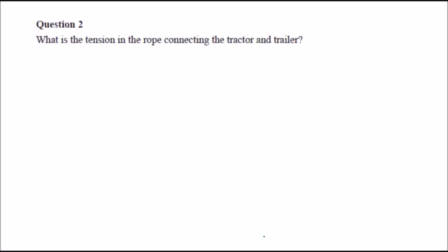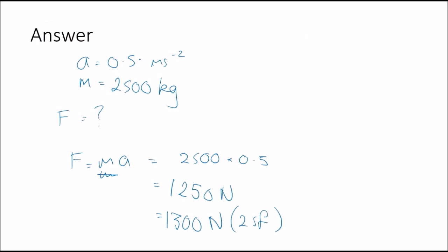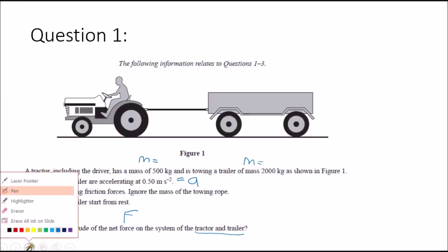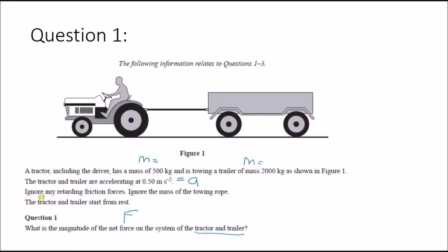What is the tension in the rope connecting the tractor and the trailer? So what we've got to think about here is all the forces that are involved. Now, ignore any retarding friction forces. This is a bit of information that is in the first part of the question here.